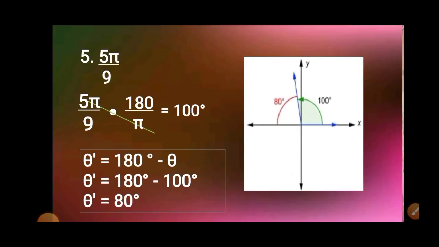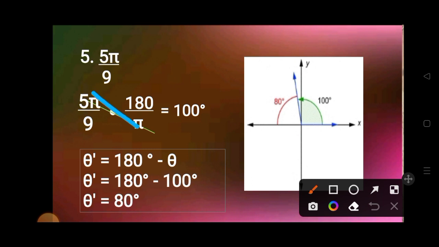Number 5. 5 pi over 9. So first, as we have done in example number 4, let's convert the radian into degrees. So we have 5 pi over 9 times 180 degrees over pi. So cancel the pi. 5 times 180 over 9 is equal to 100 degrees.